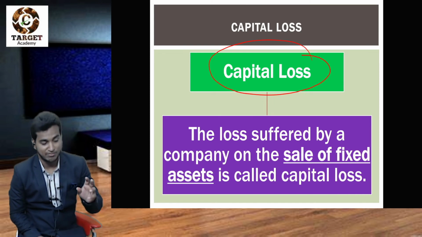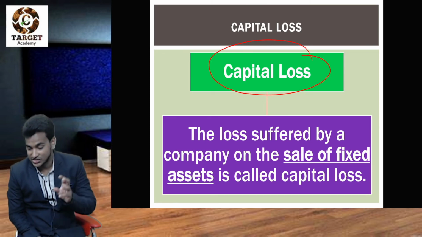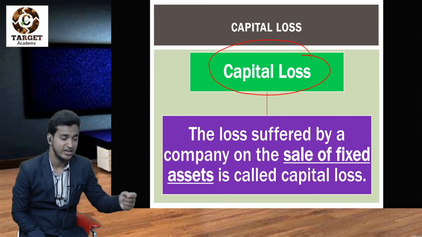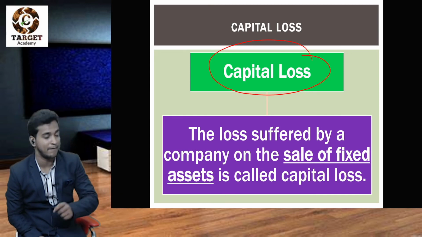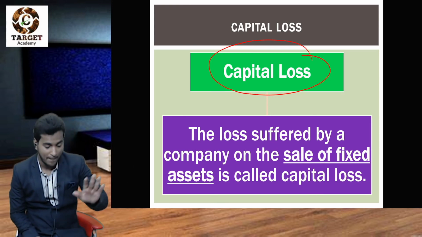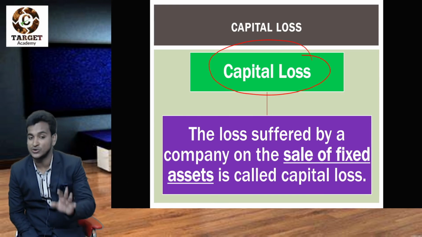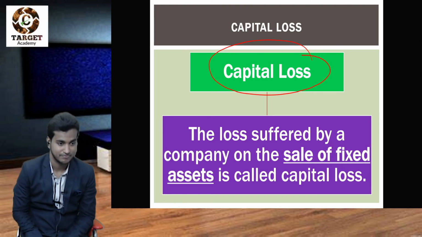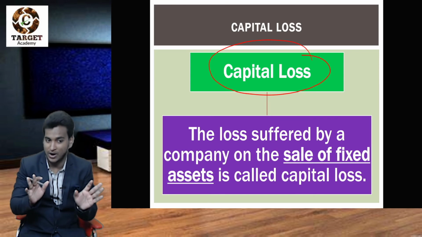That means when we are selling a fixed asset, if we get a profit, that profit is called capital profit. If we get a loss, that loss is called capital loss. Simple. This capital profit and capital loss are only related to the fixed asset, not to the goods. I hope you are getting my point.